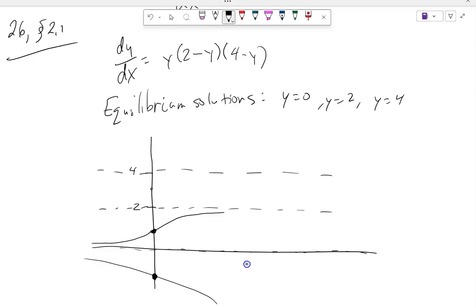Now do the last two. If I have y equals 3, is dy dt positive or negative? Negative, so we'll come down. So y equals 2 now is what? Stable, good. Last one, if I pick something bigger than 4, get positive, right? And so we'll go up, and so then y equals 4 is unstable.